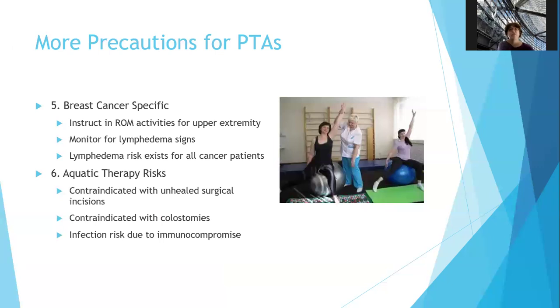For breast cancer, you want to definitely instruct in range of motion activities for the upper extremity and monitor for signs of lymphedema so we know when to refer them to our lymphedema therapist. Lymphedema risk exists for all cancer patients because if there's any kind of metastasis into the lymph system, which is pretty common, lymphedema could be a risk.